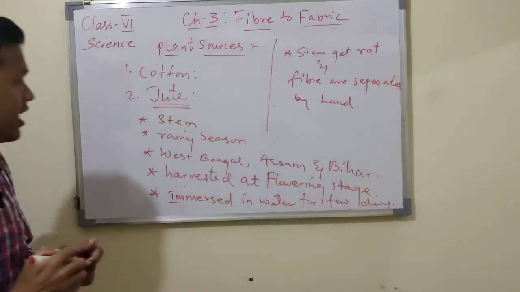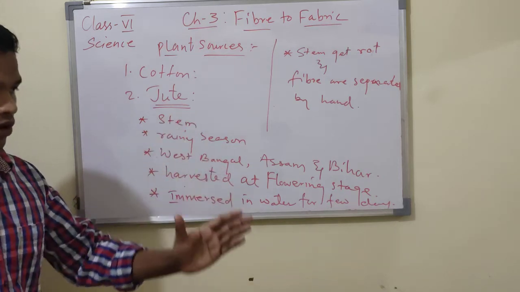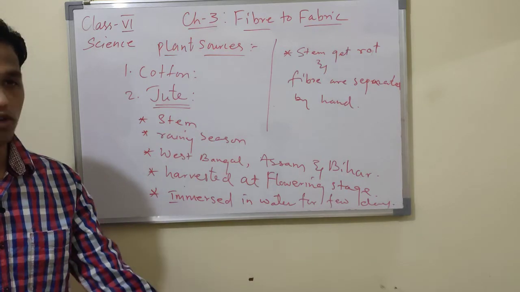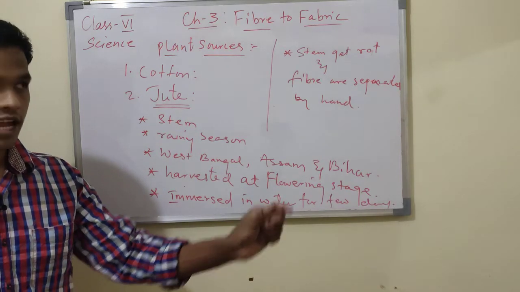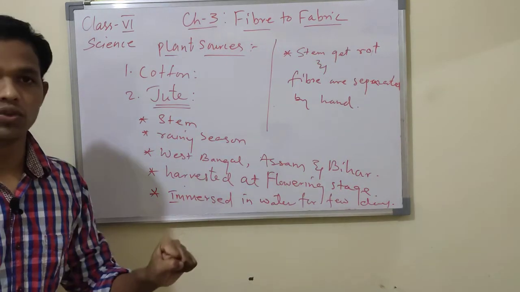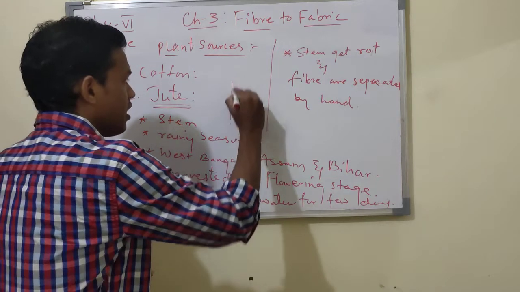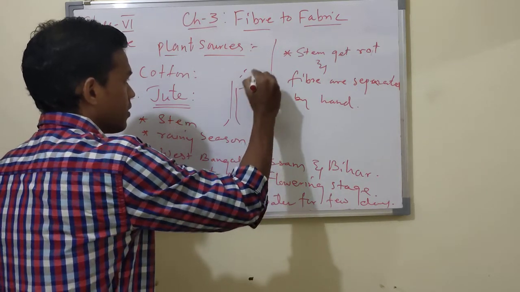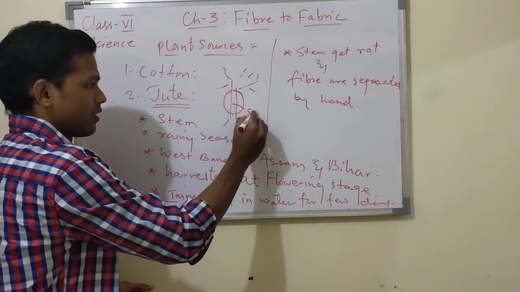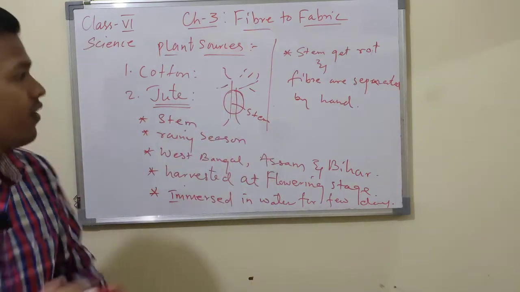Understood? So what happened here? Mostly the fibers are obtained from the stem. If you find a plant, there is the root, the stem is a part of the plant, and there will also be branches, leaves and flowers. So which part do we use for obtaining fiber? The stem part. This is the stem part. The stem part we use for making fiber.